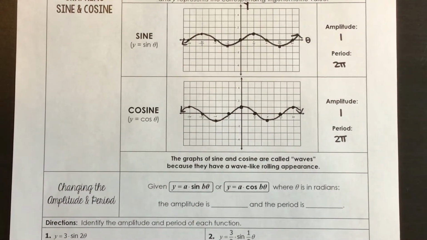For the rest of these notes, we're going to be learning how to transform them. We're going to transform the period, which means making them longer or shorter. We're also going to be transforming the amplitude, which means making them higher or lower on the y-axis.